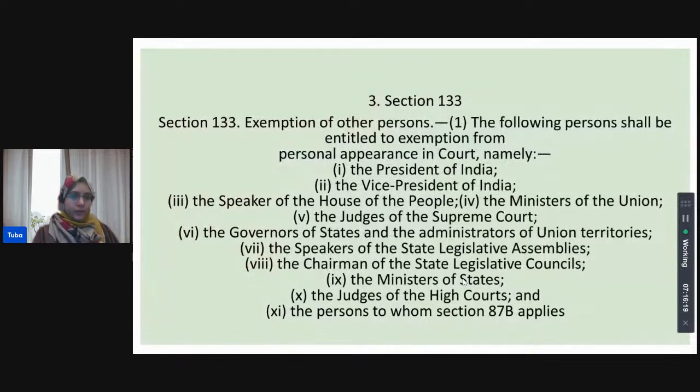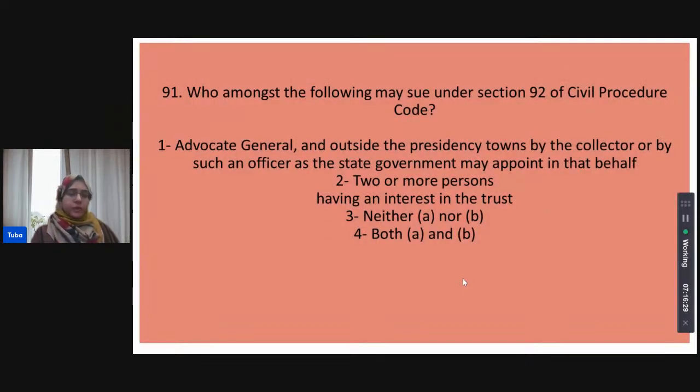It is section 133 that deals with exemption of other persons. Like we discussed a few questions earlier, we were discussing who is exempted, and 133 provides a list of exemptions.